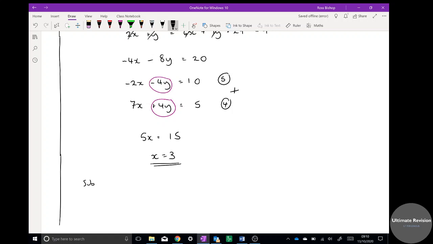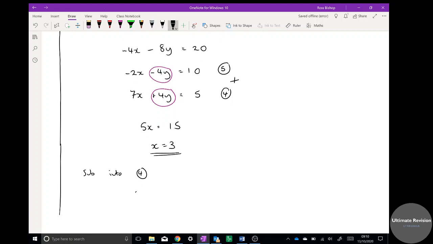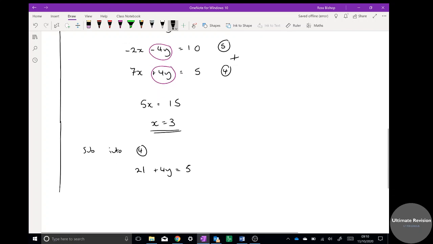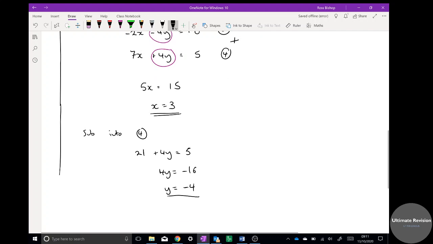And then I'm just going to sub into the easiest one. So sub into maybe equation 4. So I get 7 times 3, 21, plus 4y equals 5. 4y equals minus 16, y will equal minus 4. So I've got the second one.